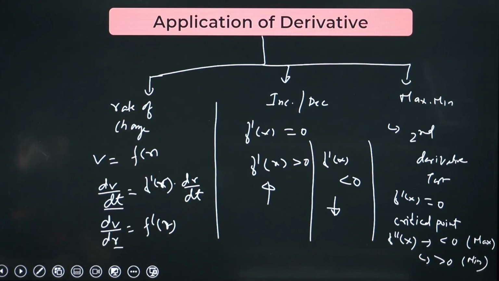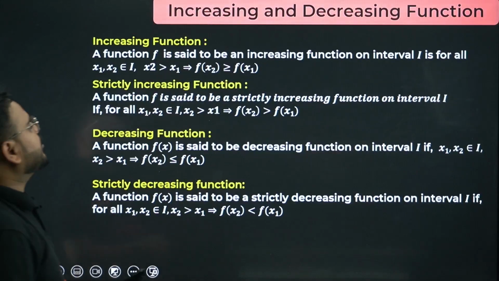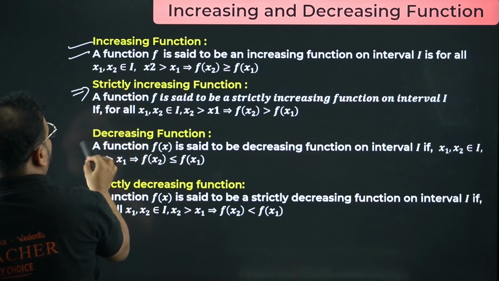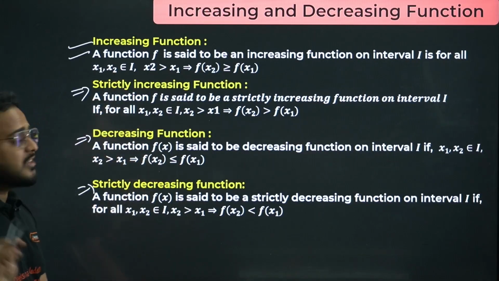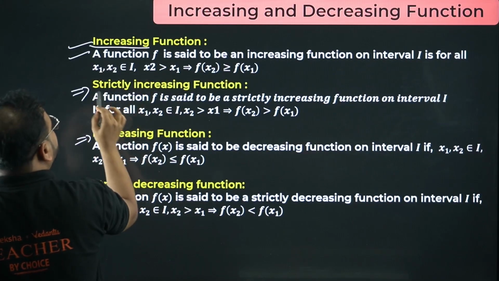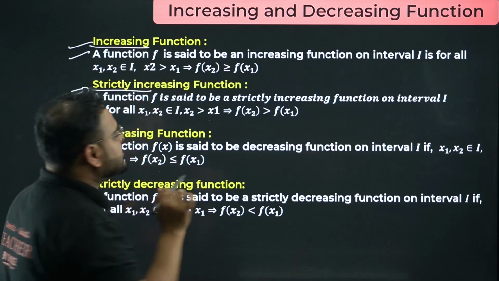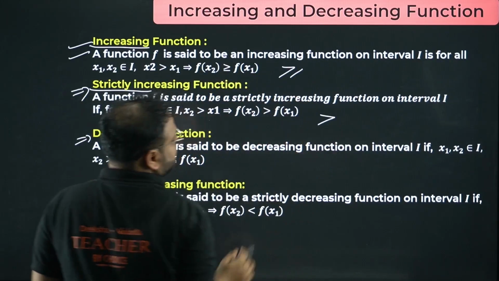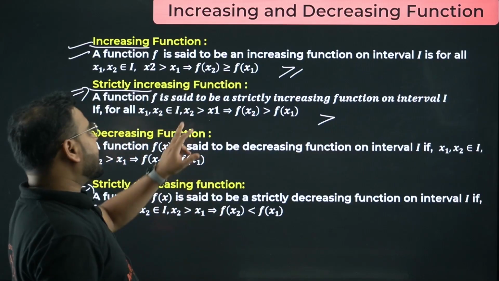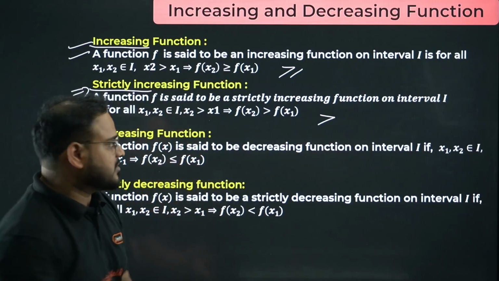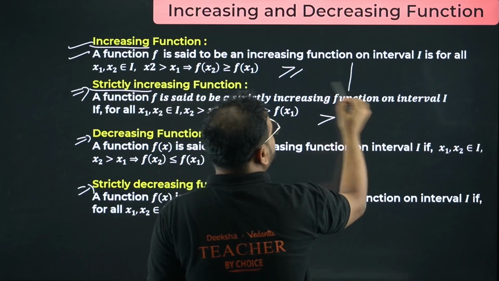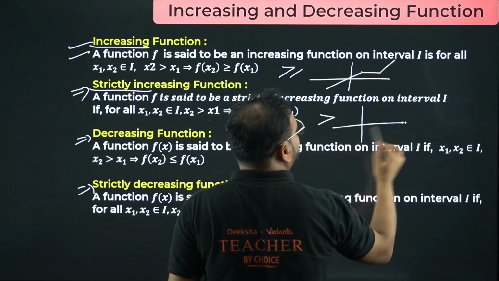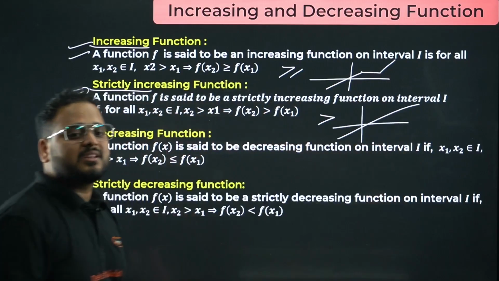Now increasing decreasing function, you can check here. Of course, these are the definitions of increasing decreasing function. I'll tell you one difference: increasing function versus strictly increasing function. Here the symbol is this, here the symbol is this. There will be no equality in the case of strictly increasing function, and the graph will be different. Here the graph will be increasing and then constant and again increasing. Over here it will be always increasing in nature.